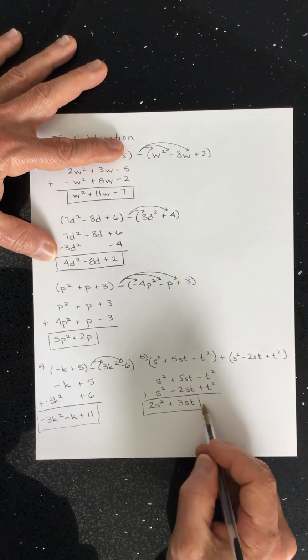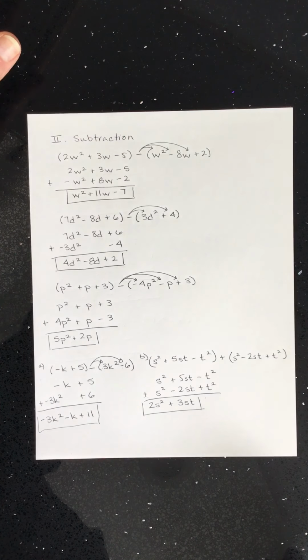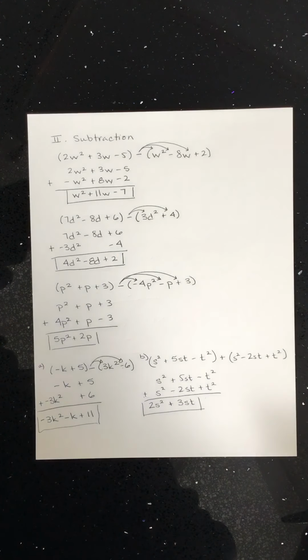If you initially put 0 here, that's fine, but in the final answer, just simplify it to these two, okay, that binomial. Great. Hope you understood that.